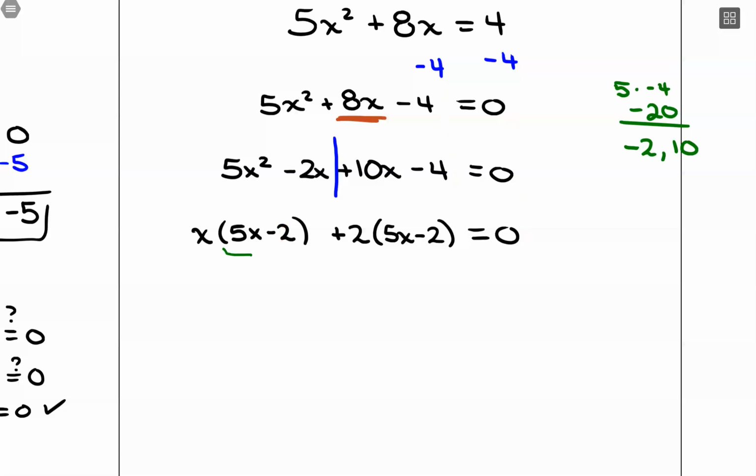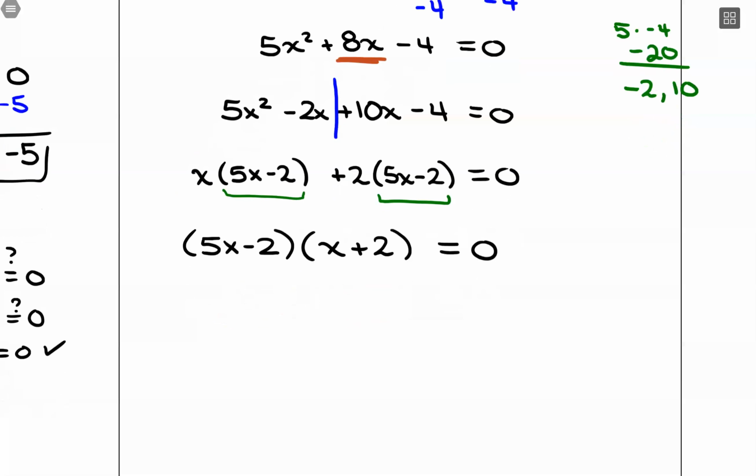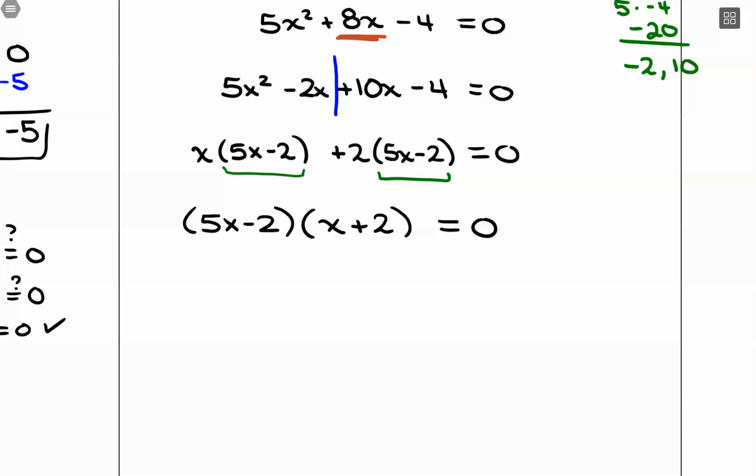All right, we have this common factor of 5x minus 2. So we'll factor out 5x minus 2, and then we'll have these leftovers of x plus 2, and then we still have that equals 0. So we factored. It's just a longer process with this AC method, but we get to our two factors, and the idea is that at least one of those has to equal 0. So 5x minus 2 equals 0, or x plus 2 equals 0. And then we're going to solve them.